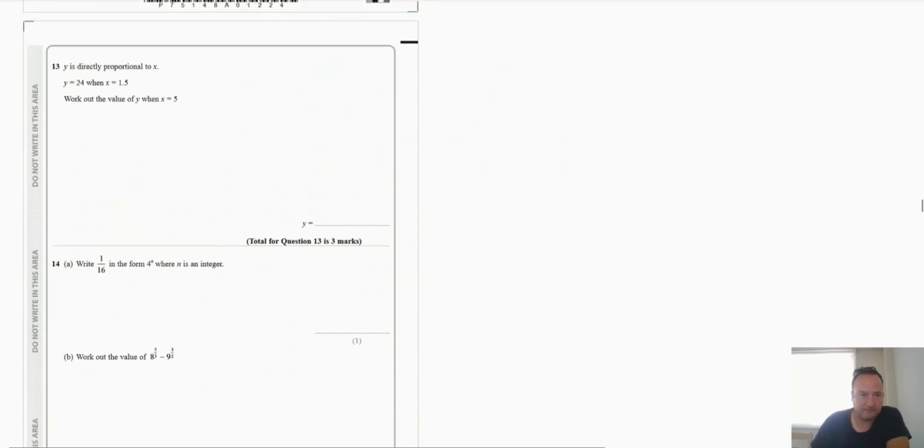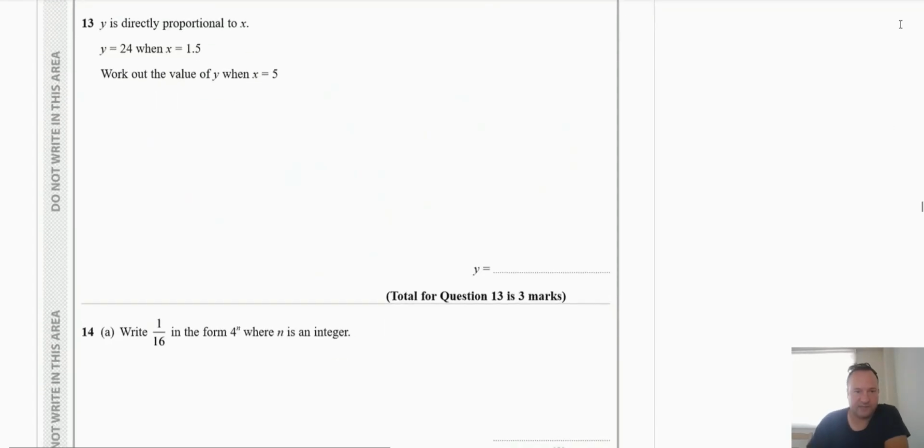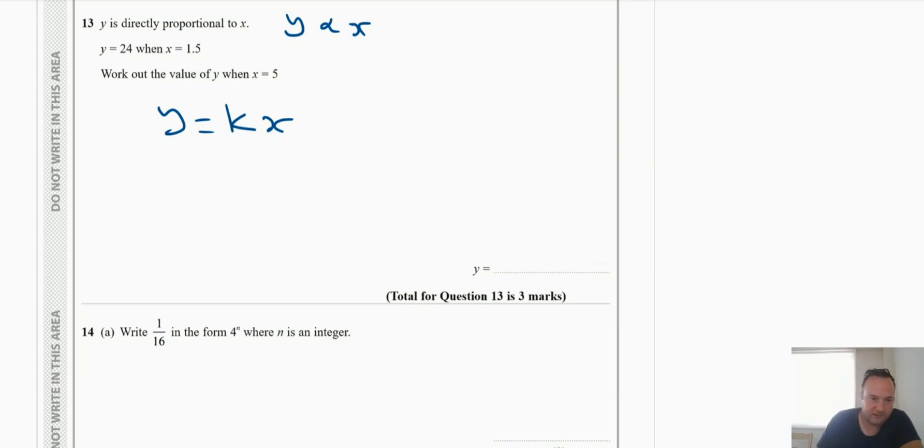Question number 13. So it says y is directly proportional to x. So straight away we can convert this into a mathematical statement where y is proportional to x. And the first thing that we can do, guys, is change this into an equation, okay? This is exactly the same as saying y equals kx, where k is some constant, okay? So we're given information when y is 24, x is 1.5, so that means 24 is equal to k times 1.5.